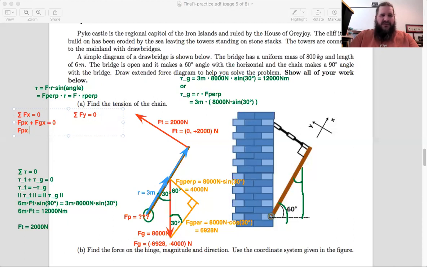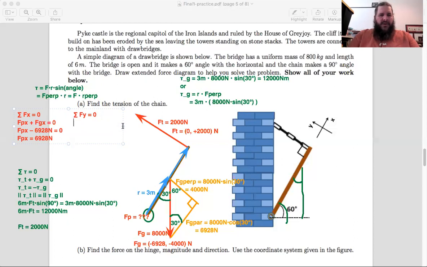Force of the pivot in the x direction is unknown, but we know the force of gravity in the x direction is negative 6,928. And so we can solve for FPX just by adding that to both sides. So there's the x component.